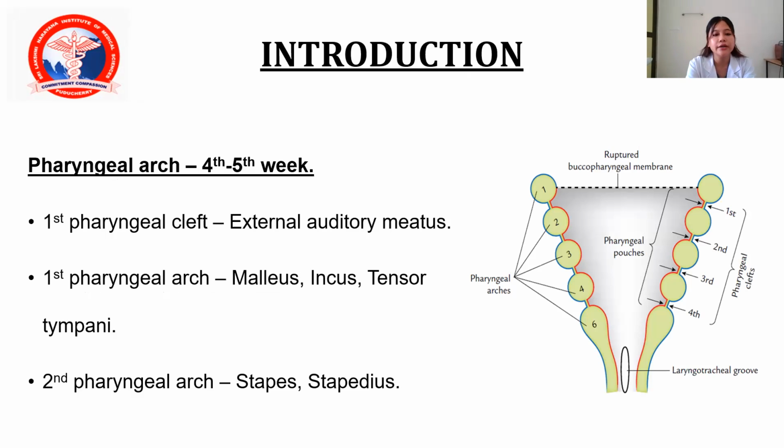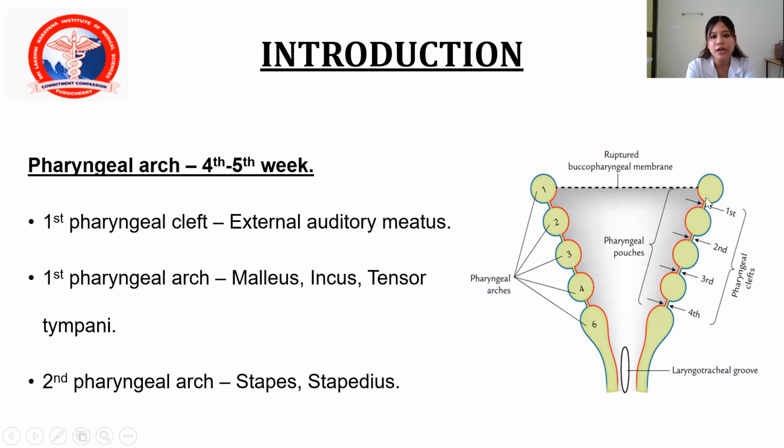So we know that at the 4th to 5th week of intrauterine life of the embryo, the pharyngeal arches develop. Now, in this picture, what you're seeing here, these are the pharyngeal arches, and these are the pharyngeal clefts. The first pharyngeal cleft develops into the external auditory meatus.